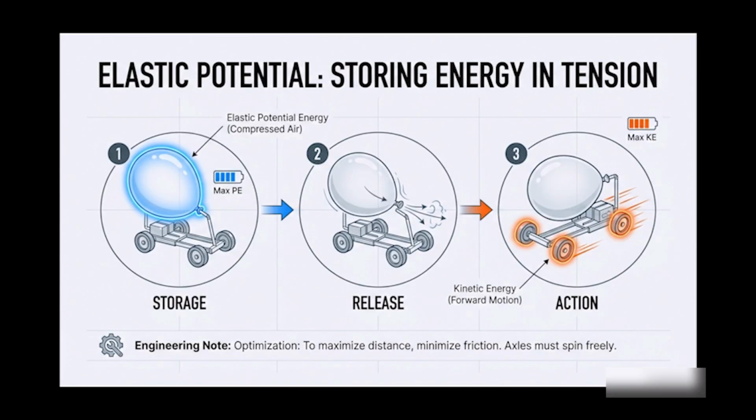Elastic potential, tension, and action. Energy isn't just about height, it can be stored in tension too. Take this balloon car. By compressing air inside the balloon, we create elastic potential energy. When we release it, the stored tension converts into forward motion, or kinetic energy. Engineering tip. To make it go further, we have to minimize friction so the axles spin freely.